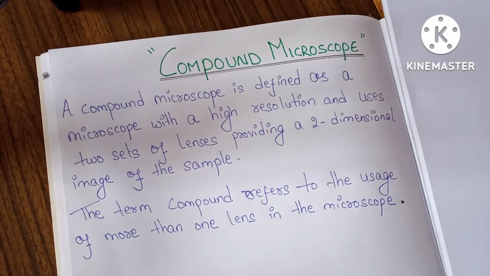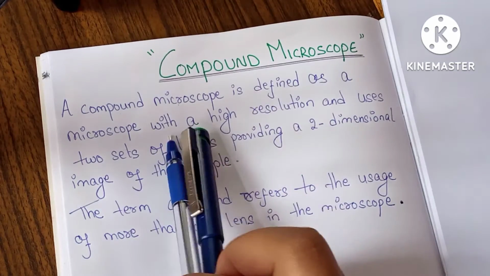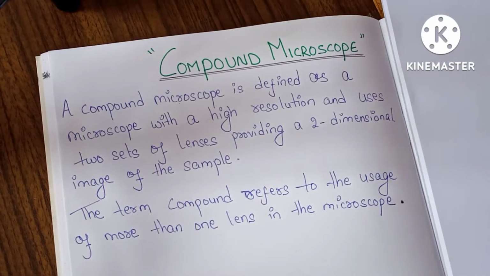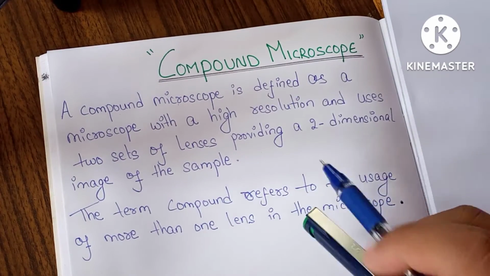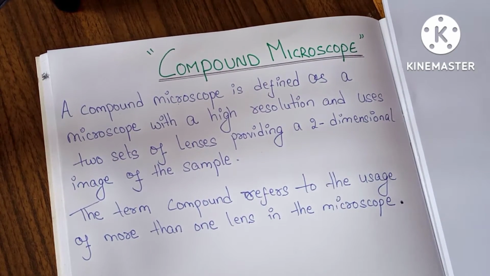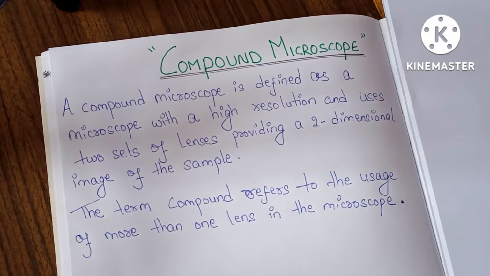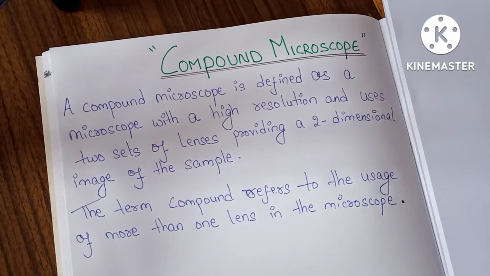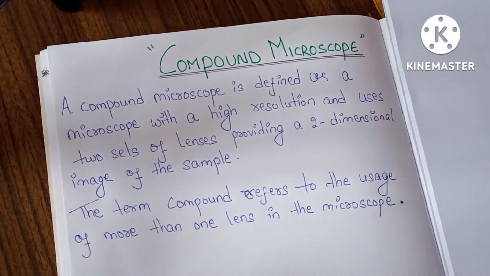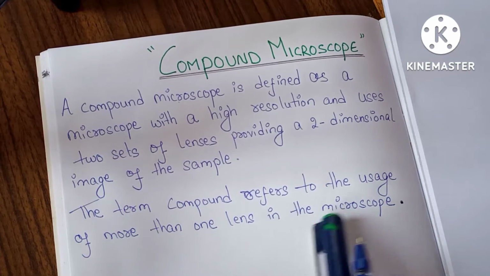First, we need to understand what a compound microscope is. A compound microscope is an optical device, or an optical microscope, with high resolution, and we use it to see a magnified image of tiny objects which we cannot see with our naked eye. And now you might wonder why we use the term compound. The term compound refers to the use of more than one lens in the microscope.